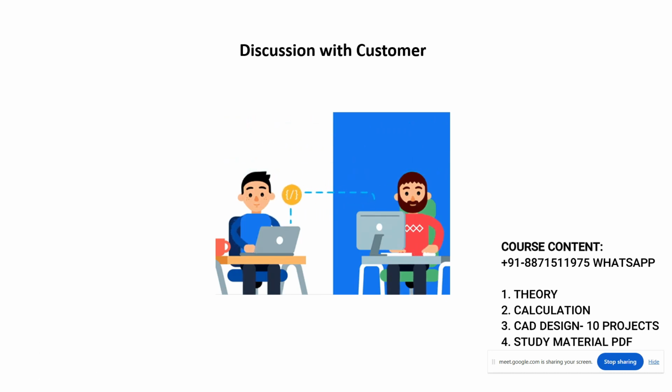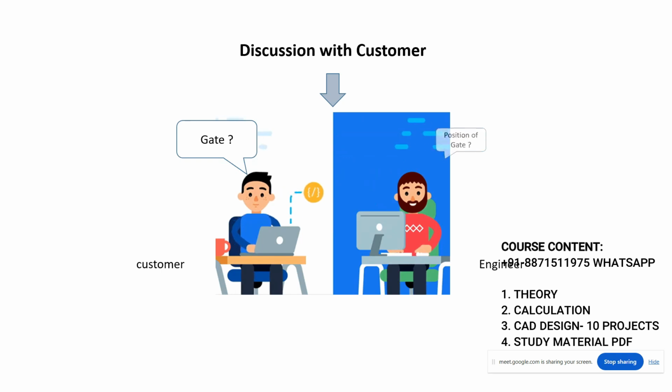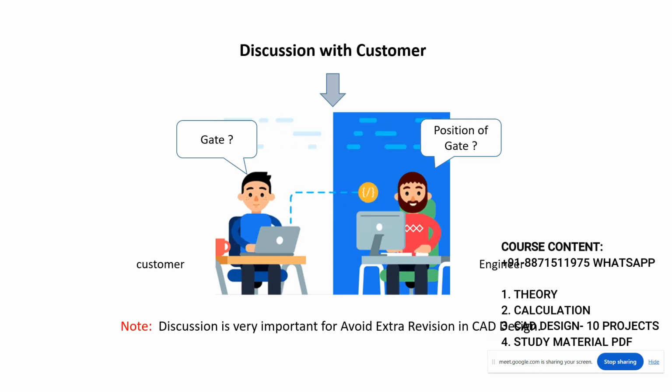Now see, as I told you, for selection of the appropriate gate you have to discuss with the customer, which is very important. For example, if you are not discussing the position of the gate with the customer, what will happen? The customer will provide you extra revisions. It means you have to work again on the mold design, because the mold design should satisfy the customer. The customer should be satisfied with the design, right?